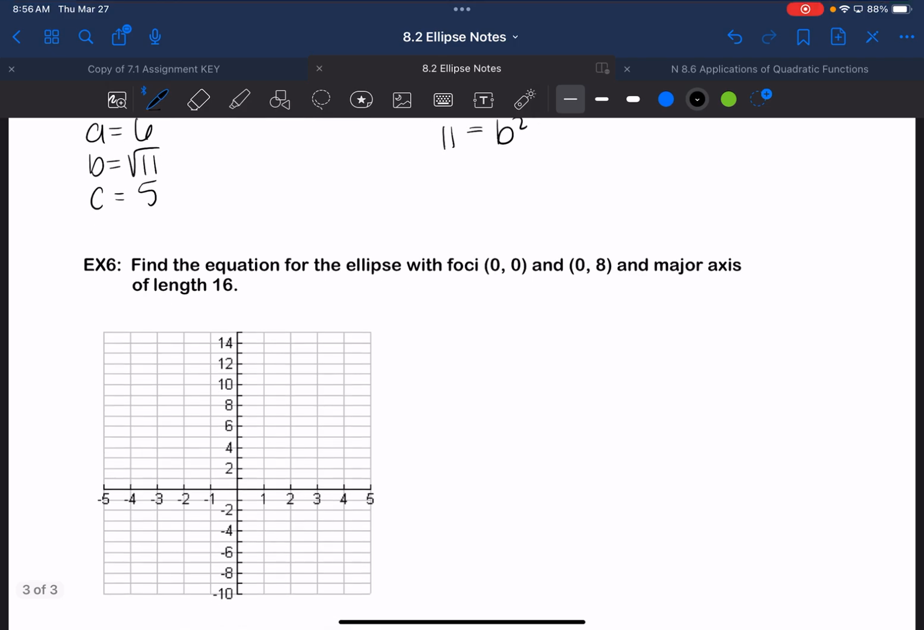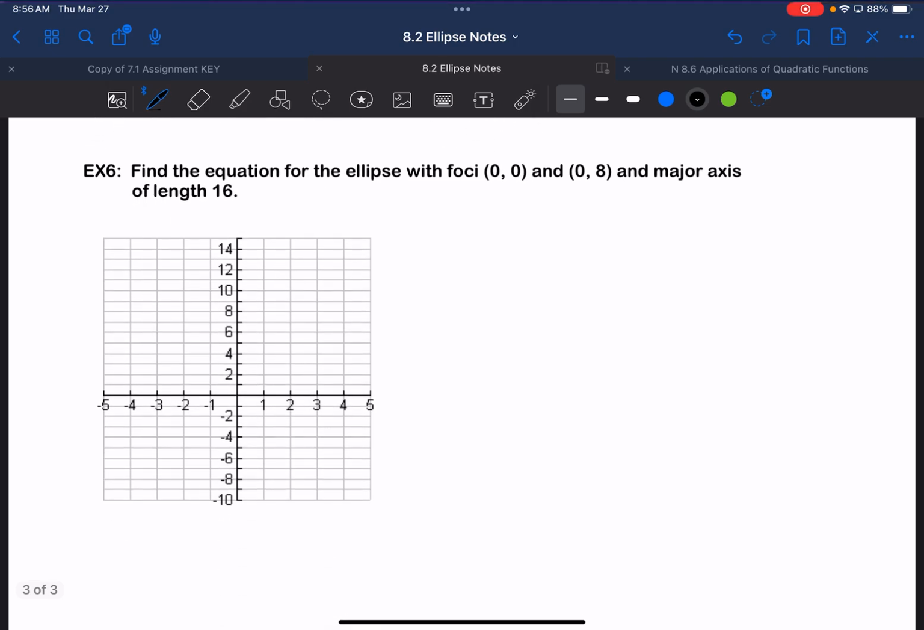Okay, last one, kind of the same thing. We have foci at 0, 0 and at 0, 8. Okay, that means that this time we are running vertical, right? And that the major axis has a length of 16. Okay, well, first I need to figure out where the center is. So where would be the center of 0 and 8? 4. So that's my center.